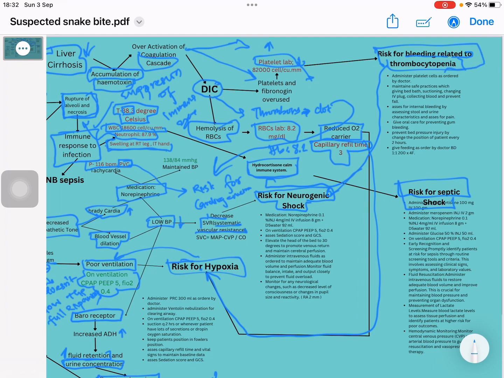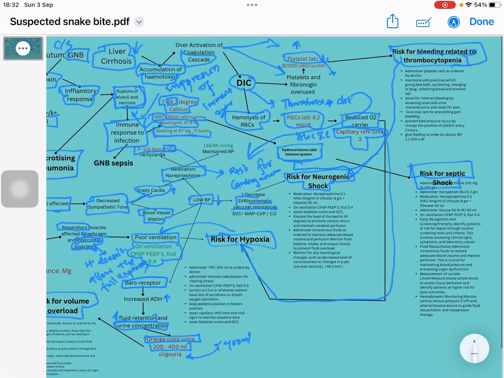So that's why caring for risk for bleeding is also very important in diagnosis. And here thrombocytopenia means decrease in platelet.